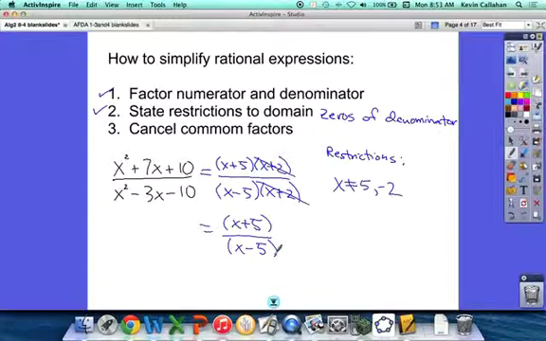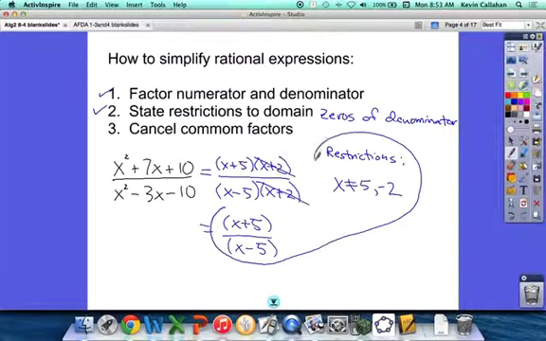So the entire answer is this, right? It's this, and it's this. If you were just looking at the x plus 5 over x minus 5, you would think that it only has a restriction of x equals 5. But the fact that it started with x plus 2, you still got to include the -2. That's why we do the state restrictions before you start canceling things, right? They become part of it. So factor, state restrictions, cancel common factors.